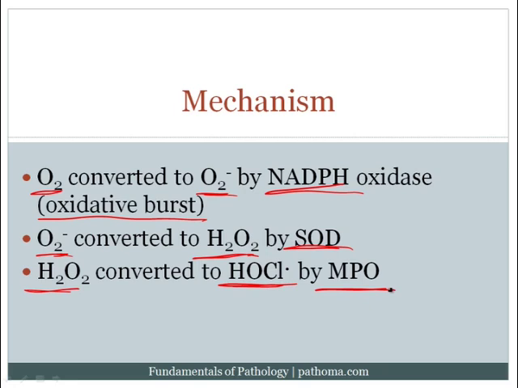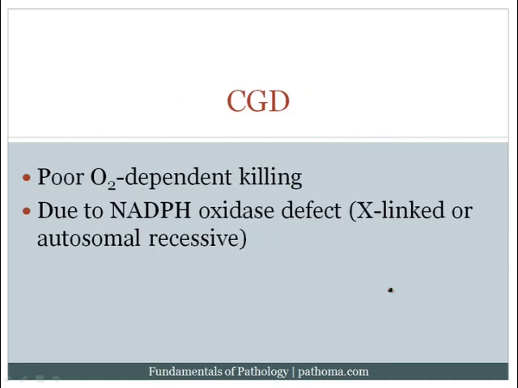Now, that's the normal, and there are a couple of disease states in which this normal can be disrupted. The first of those is called chronic granulomatous disease. What happens in chronic granulomatous disease is that you get poor O2-dependent killing. Because O2-dependent killing is defective, the patient gets regular infections and develops chronic granulomas. So that's called chronic granulomatous disease. Now, where is the defect? The defect is due to NADPH oxidase. This could be X-linked or autosomal recessive, but the key problem is that there is an NADPH oxidase defect.